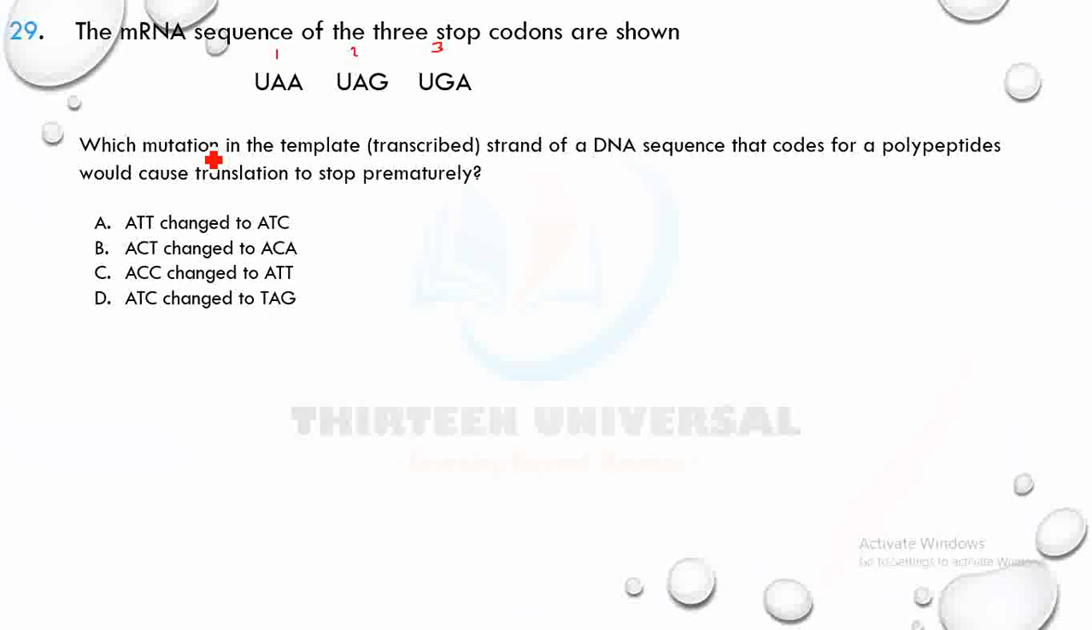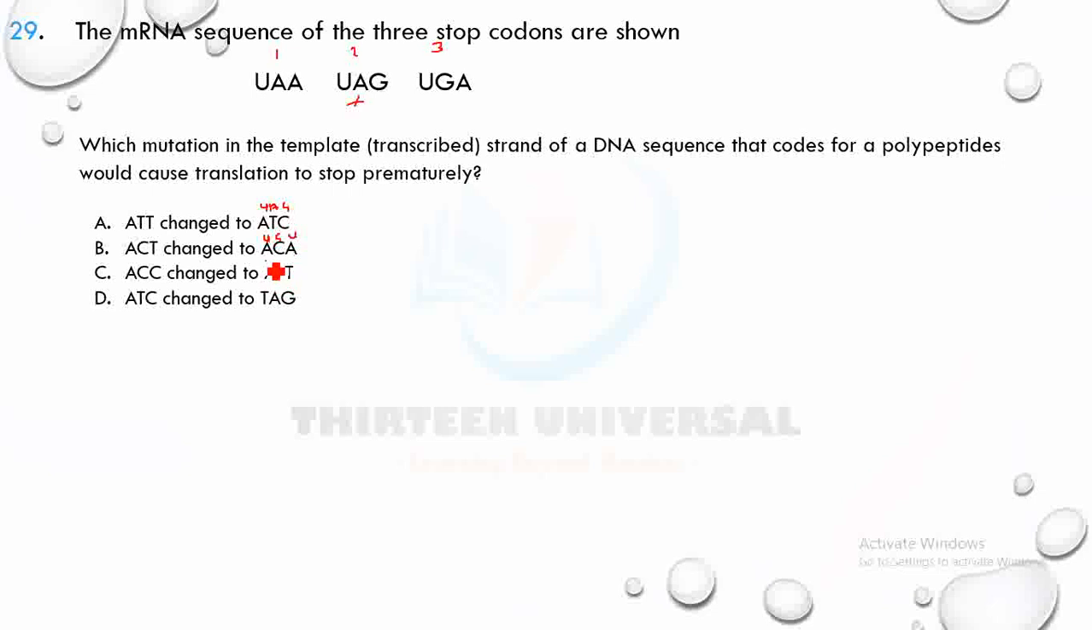Which mutation? Remember that this is the template strand and we read mRNA. Let's check this. If you convert this to mRNA, A pairs with U, so this is going to be UAG. Yeah, that's the second stop codon in the sequence. Let's check the next one. AC changes to ACA. Now ACA would be U, G, U. Do you have UGU there? No. So let's check the other one.